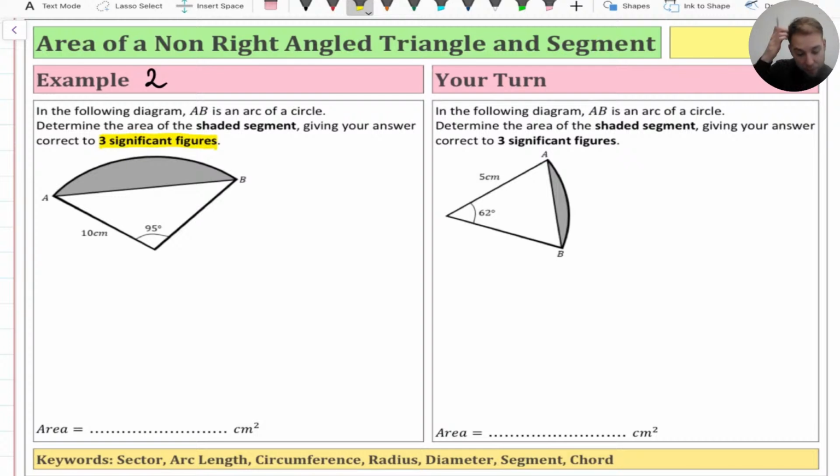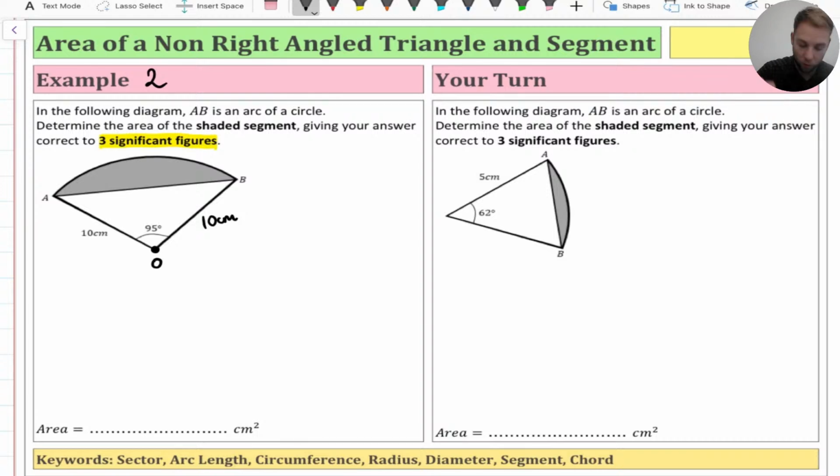So we know the area of this shaded bit is the area of the sector, which we worked out before, take away the area of the non-right angle triangle. Now, the first thing I'm going to do is label that other side. Because this is a sector, or an arc of a circle, we also know that from O to B is also 10 centimetres, because they are both radius. So you've got a radius on one side, and a radius on the other side.